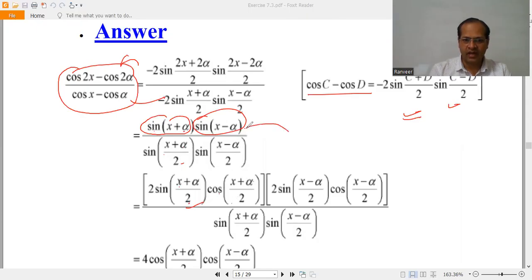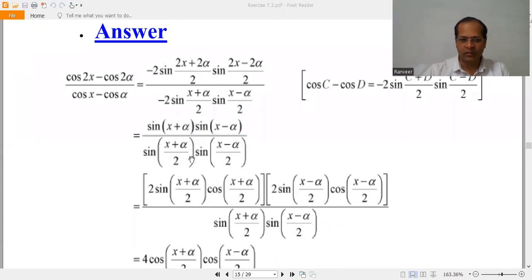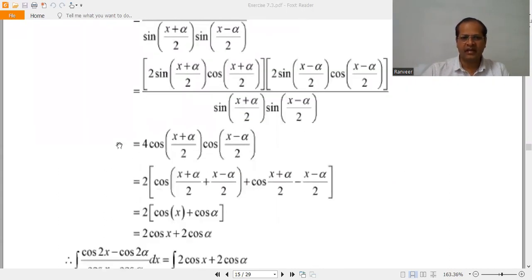Similarly for this we can write here. Now, whatever this is, all in the numerator and denominator are in the product format. Whatever value is cutting, we have to just cut the value and get the result. So after doing the calculation, we are getting 4 cos x plus alpha by 2, because this sin alpha by 2 will cut and this will cut. So only this is 2 and this is 2.